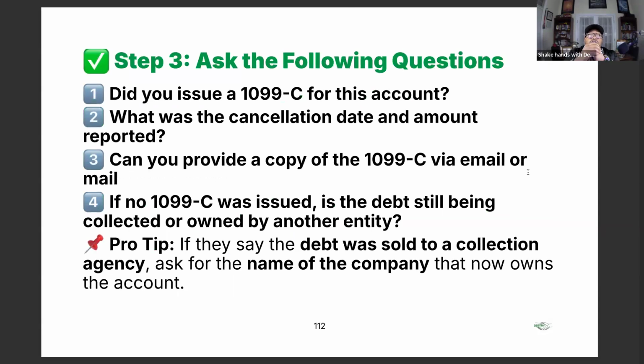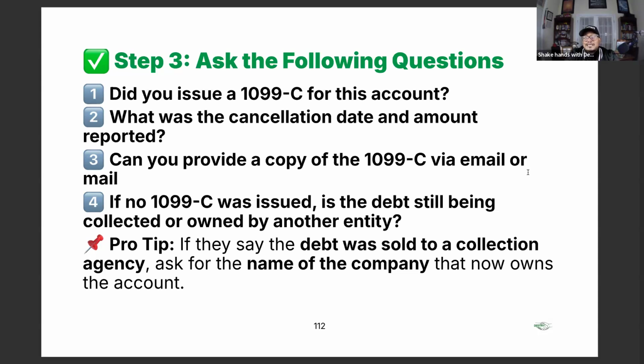Once you get them on the line, you want to ask, first, did you issue a 1099-C for this account? Second, what was the cancellation date and the amount reported? Third, can you provide a copy of the 1099-C by way of mail or email to me? Fourth, no 1099-C was issued.